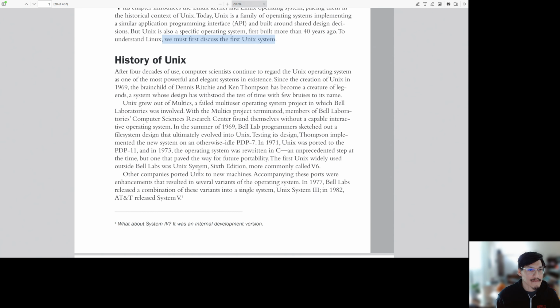The history of Unix. After 4 decades of use, computer scientists continue to regard the Unix operating system as one of the most powerful and elegant systems in existence. Since the creation of Unix in 1969, the brainchild of Dennis Ritchie and Ken Thompson has become a creature of legends, a system whose design has withstood the test of time with few bruises to its name.